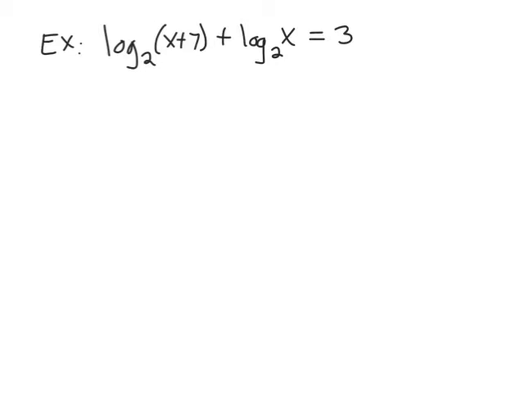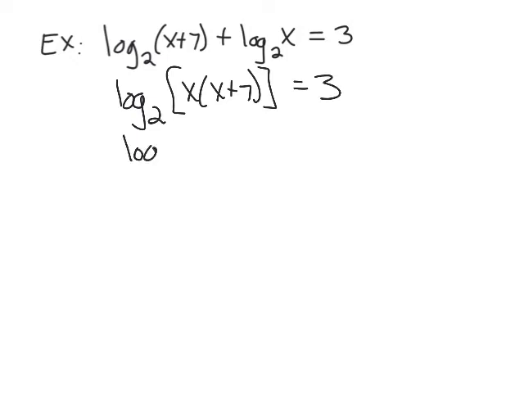For this example, we have two separate logarithms, both to the same base. So I'm going to use the first law to write this as a single logarithm. And that's going to allow me to solve the equation. So I can now take these two and put them both as log to the base 2 of x times x plus 7. And that's equal to 3.